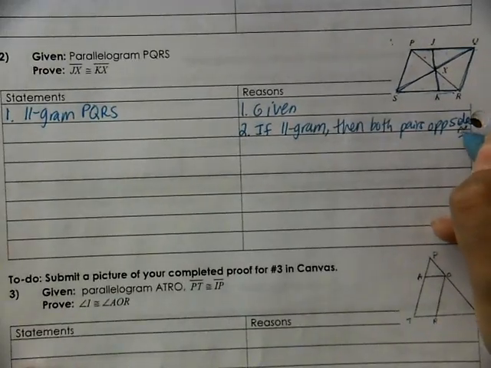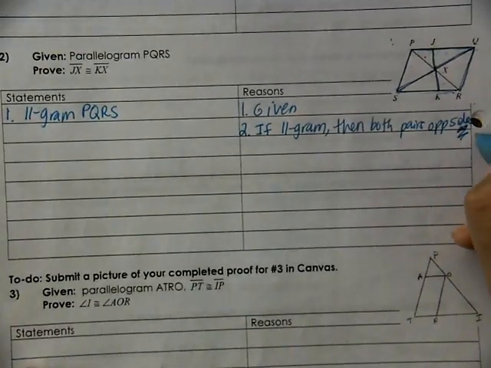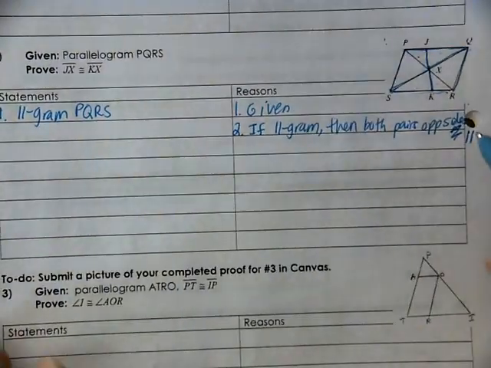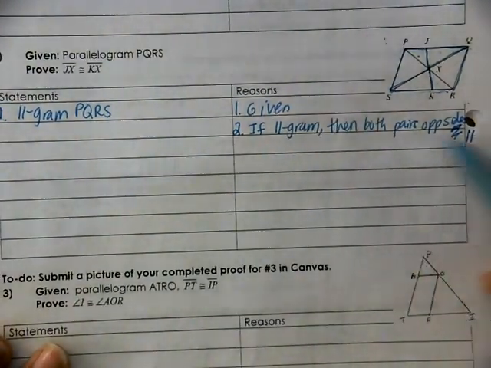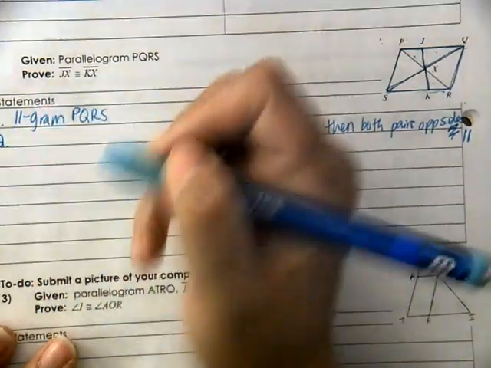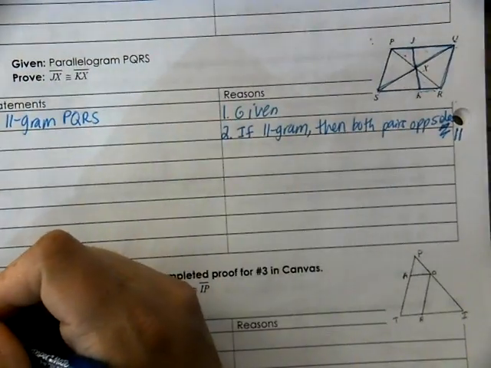Oops, running out of room. Okay, whoops. We want to say parallel. Okay, so both pairs of opposite sides parallel, that's for step 2. And so when I come over here for my statement, I need to show which side lengths are parallel.